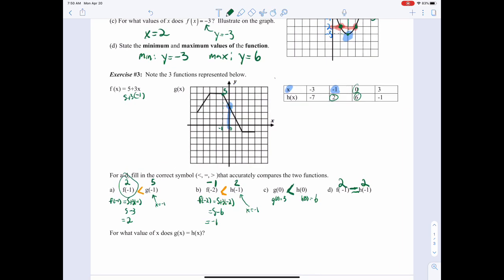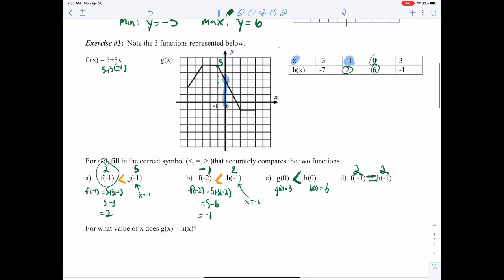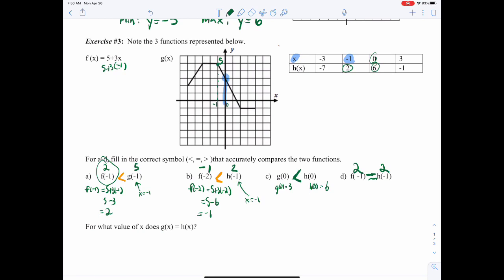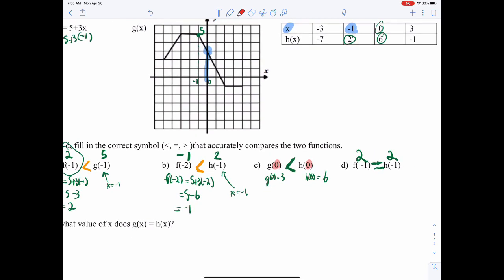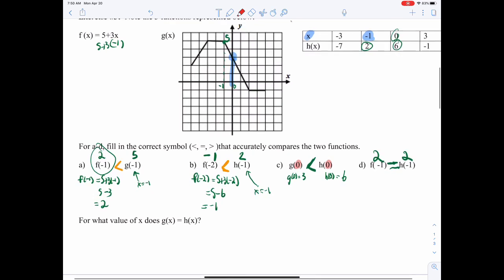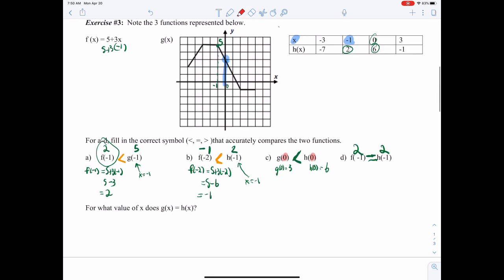For what value of x does g of x equal h of x? Ooh, this is tricky here. We have to find where they're both going to equal out to each other when you plug in the same x number. So, for example, if you look at C, when we plugged in 0 for both of these functions, we got 3 and 6. They weren't the same. We want to find the x number that will create the same y value when we plug in the same x number. So this is just kind of guess and check here.